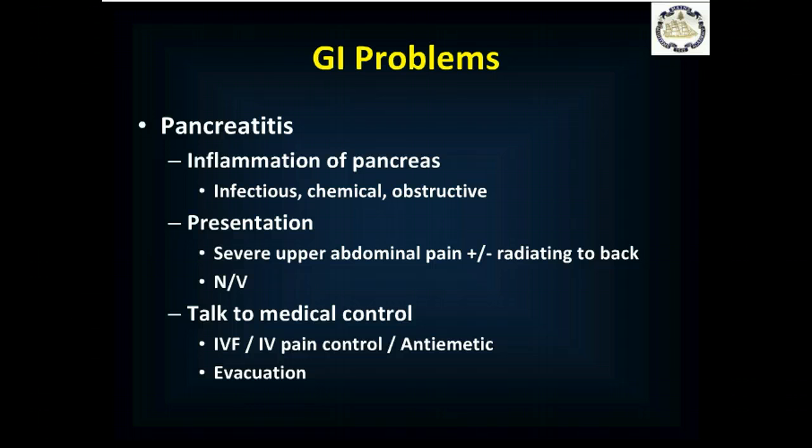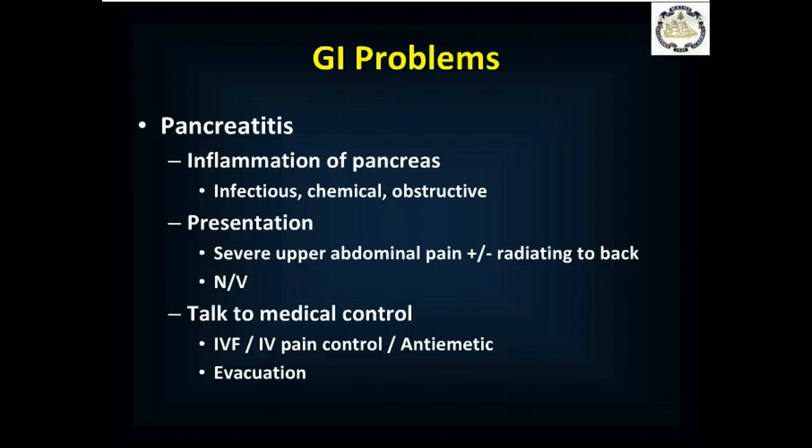Pancreatitis is another common cause of abdominal pain. The pancreas is a large organ. It's in the upper abdomen. It crosses the midline, and it's responsible for digestion and managing blood sugars with insulin and glucagon. And it can get inflamed for pretty much the same reasons as the liver, so infection or chemicals, or from obstruction. And so alcohol and gallstones are the most common cause of pancreatitis.